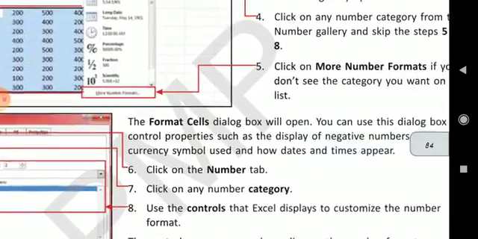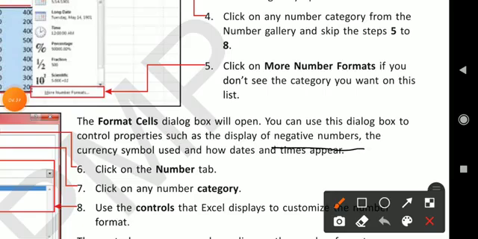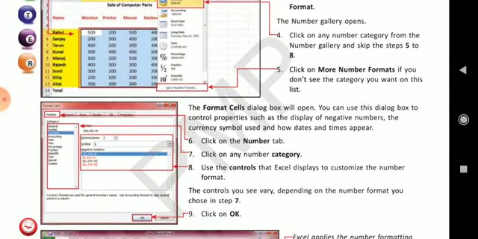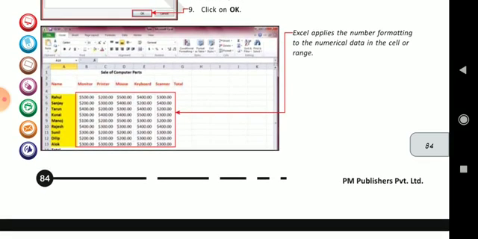The Format Cells dialog box will open, and you can use this dialog box to control properties such as how negative numbers and the currency symbol are displayed, and how dates and times appear. So click on the Number tab and then click on any number category, and use the controls to customize the number format. Excel applies the number formatting to the numerical data in the cell or range.